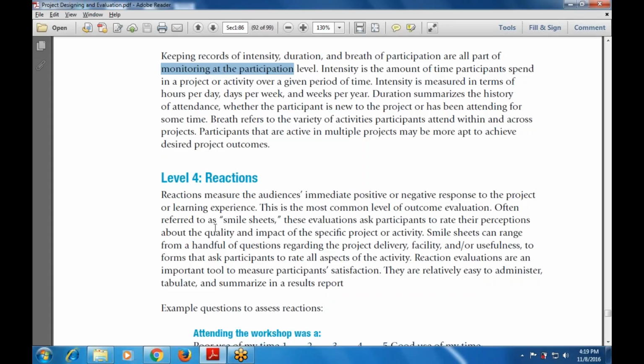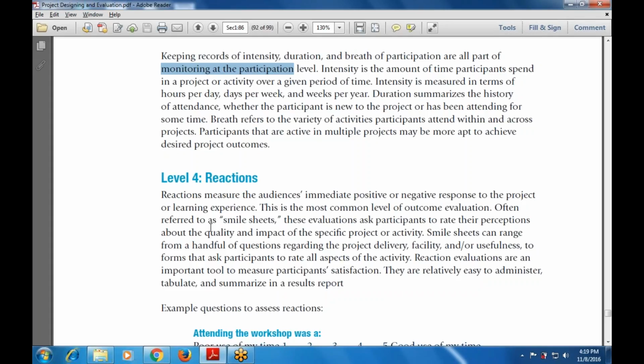A reaction evaluation is also considered one of the important tools to measure participant satisfaction. They are relatively easy to administer, easy to tabulate, and easy to summarize in a result format or result report. That is level number 4, reaction.